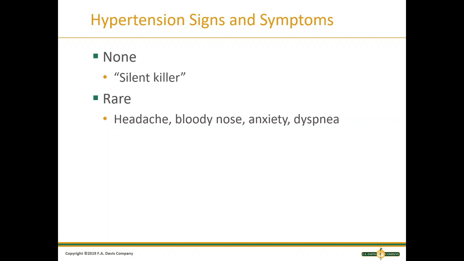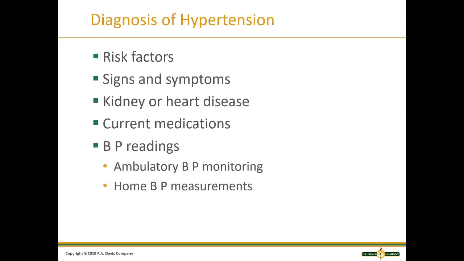There are no signs and symptoms often. You can get headaches, bloody noses, anxiety, or dyspnea, but often people just cruise around with high blood pressure of 220/110 or something like that, and they can have a stroke. Those are generalized: headache, bloody nose, anxiety. Those can be for a number of things. So it is a silent killer.